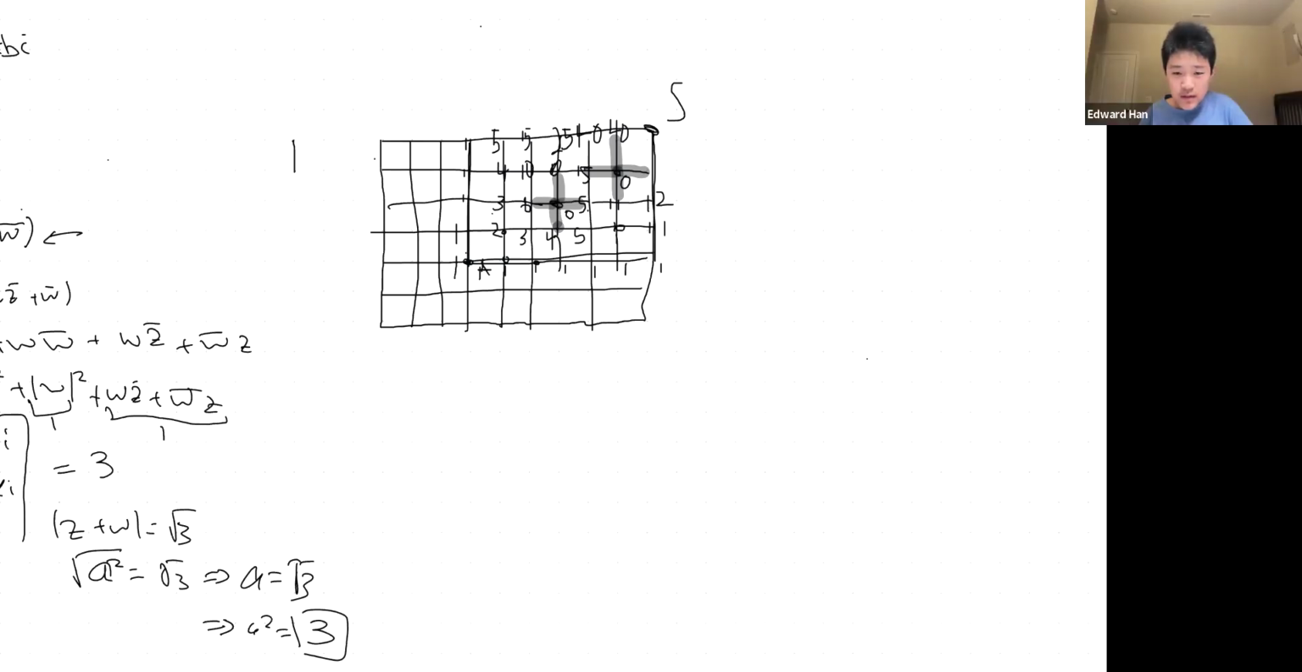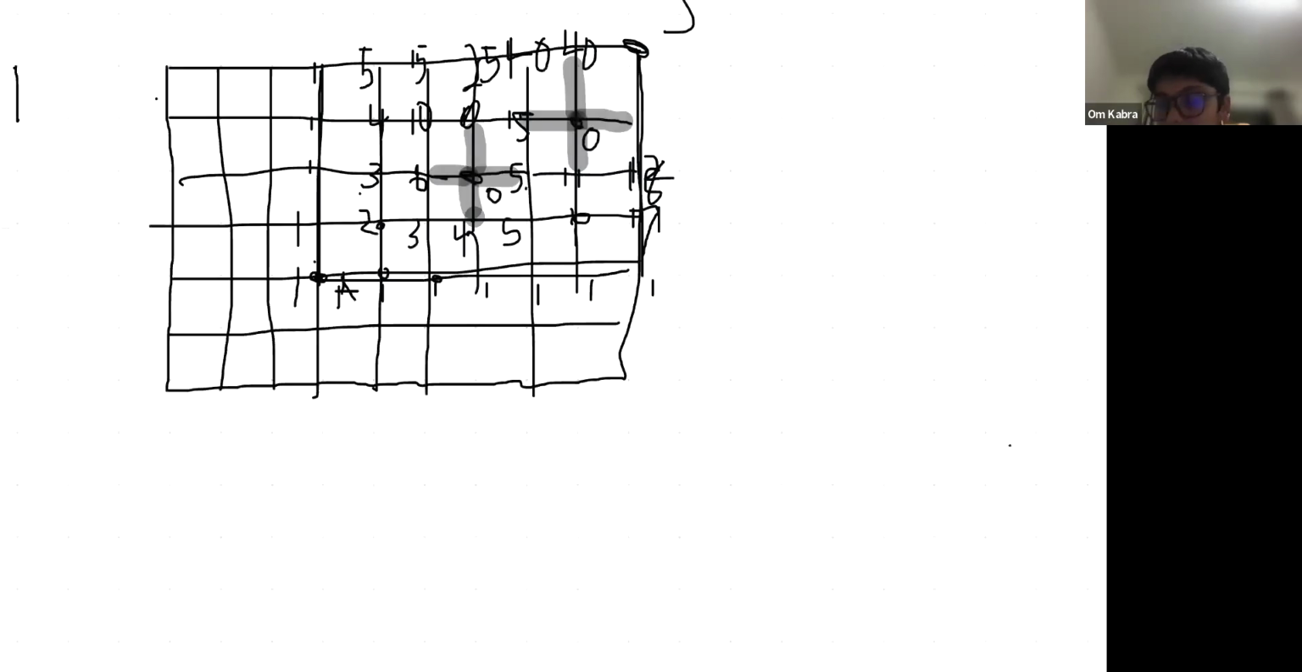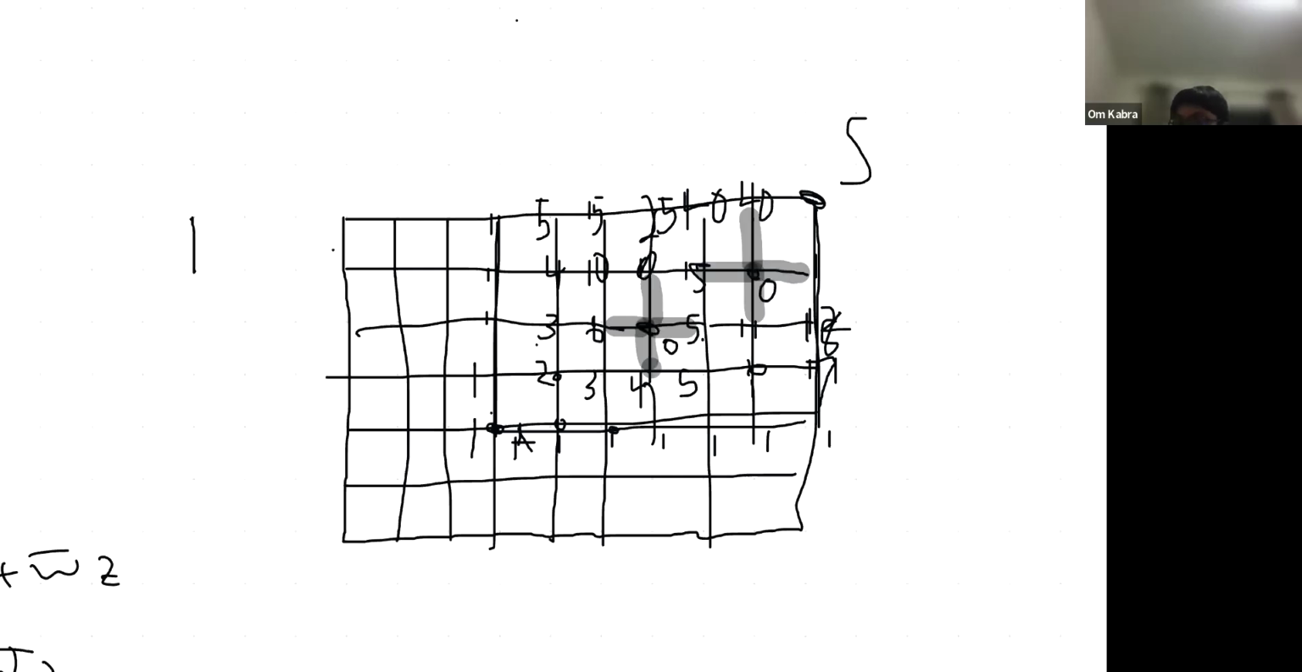Oh, this could be a 7, I believe. Wait, yes, that's a 7. And then this is 18. And this is a 18. And so this is 58. So 58 is our answer.